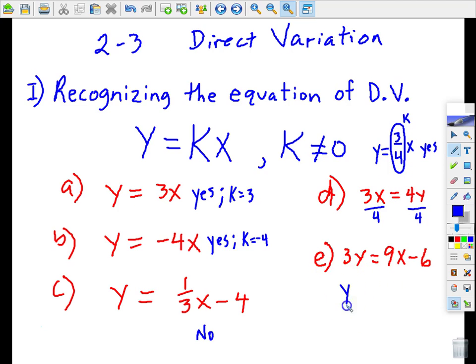Letter E, if we solve for y, we get 3x minus 2. Well, this is not direct variation because the y-intercept is -2, and it's supposed to be 0 for direct variation.